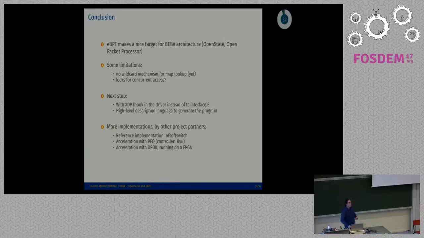And to conclude, we think that eBPF makes a nice target for the Rpp architecture. So both OpenState and Open Packet Processor. We have some limitations with this implementation. So, for example, we have no wildcarding mechanism yet in BPF. So if I want to say, okay, now I want to match a packet with anything for the UDP destination port, and I just want to focus on the source port, currently, it's a bit difficult to do with BPF.